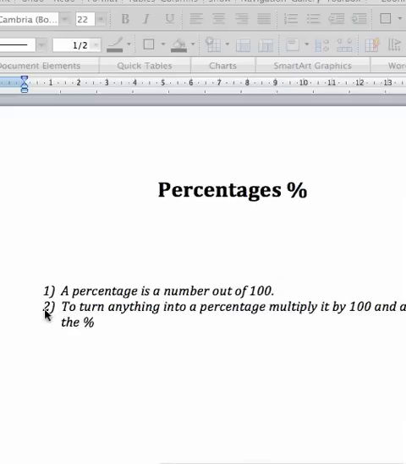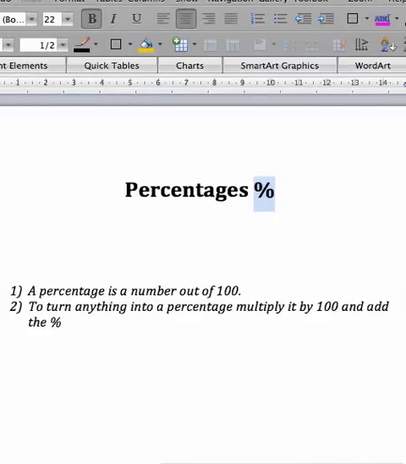Now with the second point, to turn anything into a percentage, we have to multiply it by 100 and add the percentage symbol. And that point's very important because all you have to do to turn any number that is not a percentage into a percentage, just times it by 100. You use your fraction skills, simplify before you multiply, and of course you can use your calculator as a tool to assist you and to check your answer.